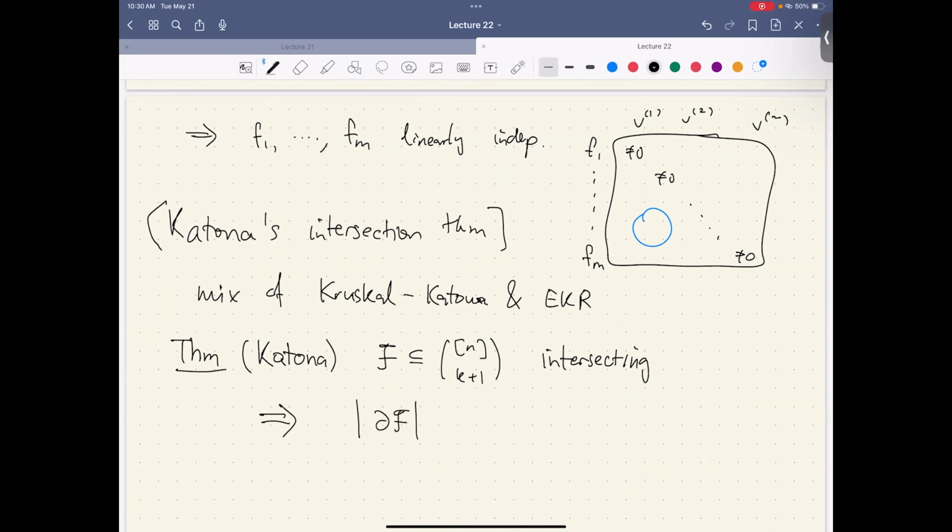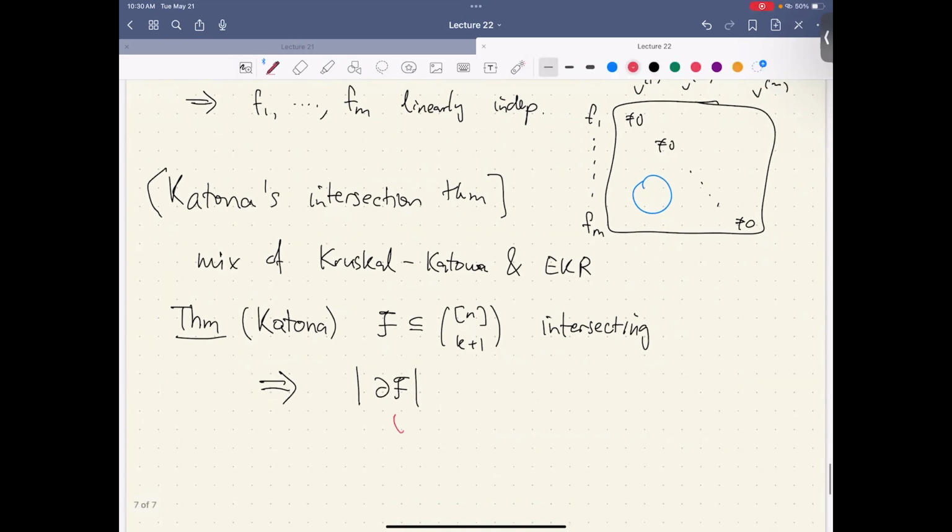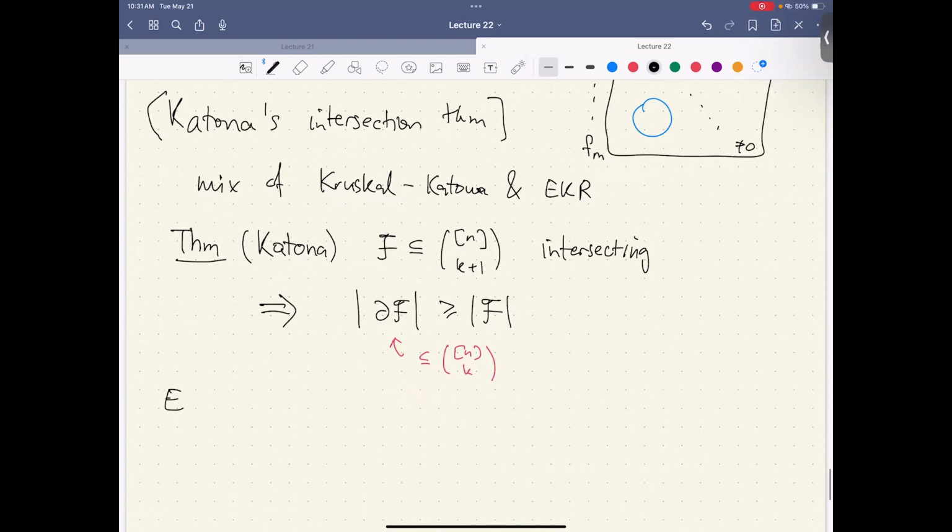its shadow, recall that the shadow lives in one layer below, which are all those k sets contained in some elements of F. Then the shadow is at least as large as that of the original family. This is Katona's theorem. It's not hard to see that this is optimal. Try to think of an optimal example. So that's an exercise: find the tight example.